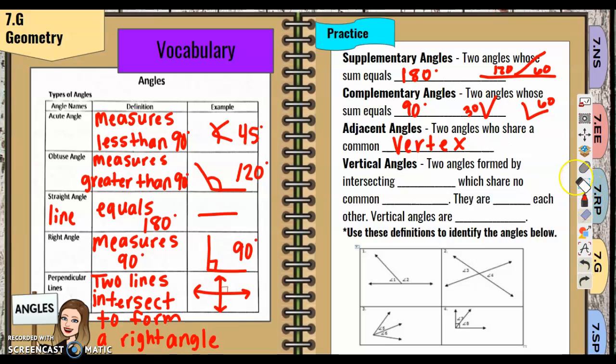So let's talk about what adjacent angles look like. If I have these two angles, angle A and angle B are adjacent because they share a common vertex, that's the point, and they share a common ray. That's the line segment that's between those two angles. So adjacent angles are right beside each other. They're touching. One of the lines for the angles is the exact same.